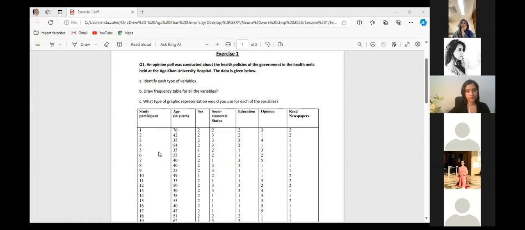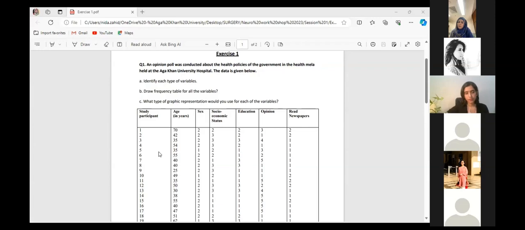Quantitative, okay. And ratio or interval? Continuous, okay, that's a ratio scale. Excellent. Then what about gender? Qualitative, okay. And is it nominal or ordinal data? Dichotomous, nominal, excellent. Socioeconomic status?